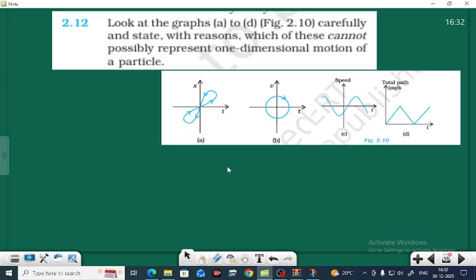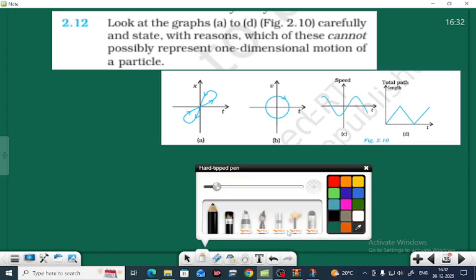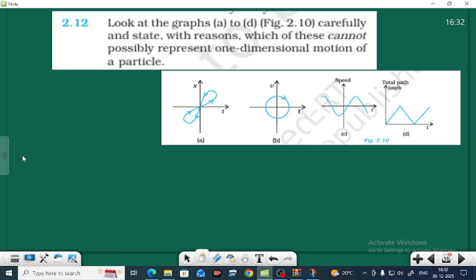You see what the question and solution is. We are solving this question. It is the first question, question number A. Now look at the graphs A to D. There are four graphs. Carefully state with reasons which of these cannot possibly represent one-dimensional motion of a particle.